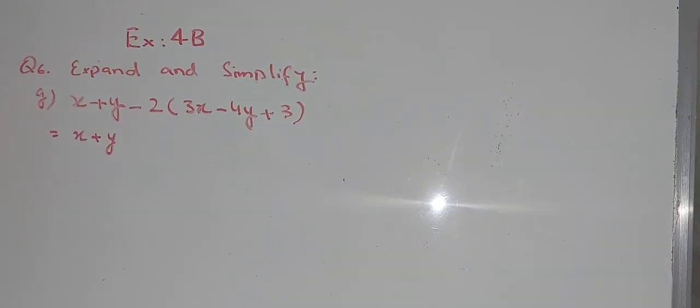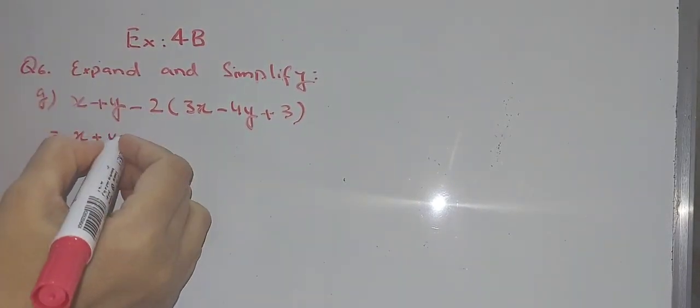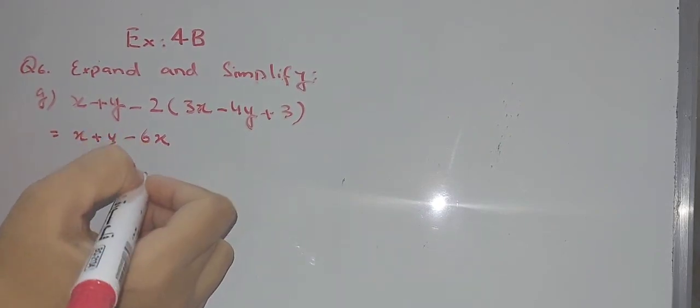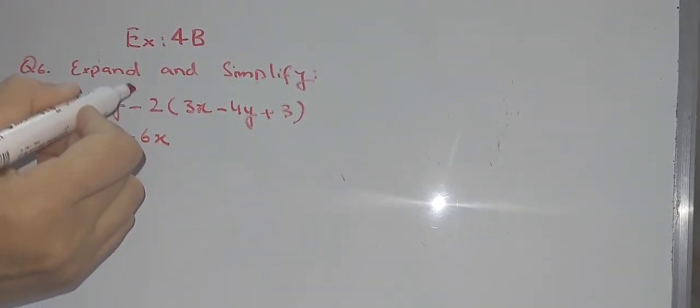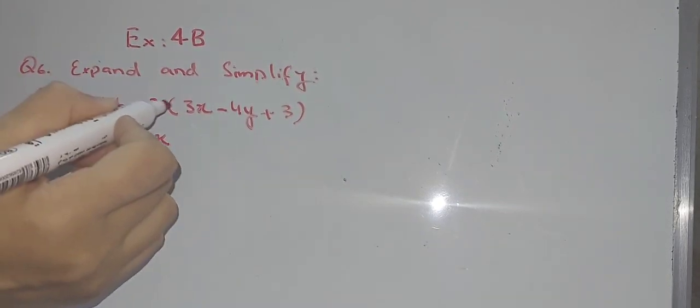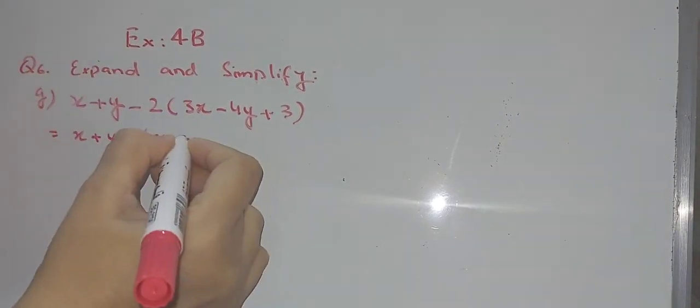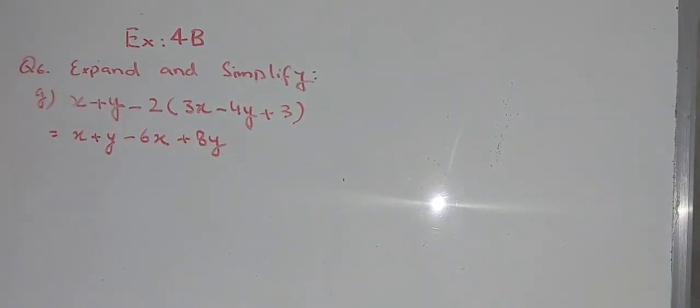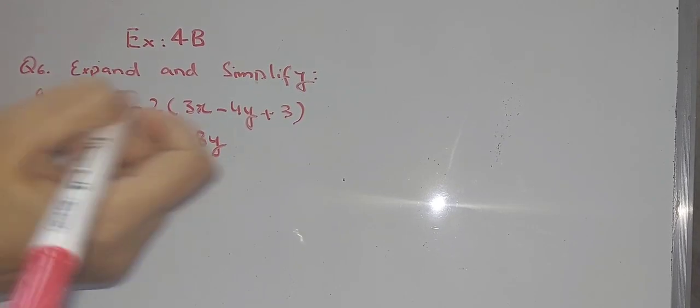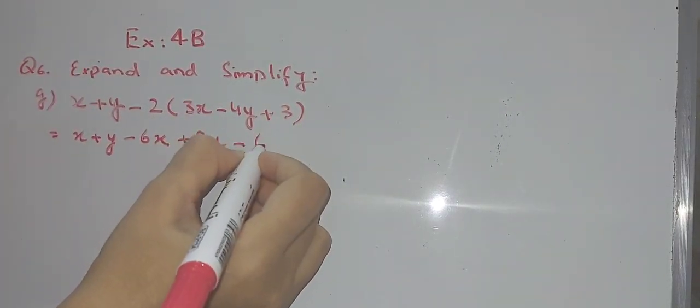Okay, so minus 2 when multiplied with 3x, it will become what? Minus 6x. Whenever the minus sign is outside the bracket, it will change all the inner signs. Plus will become minus, minus will become plus. Now minus 2 multiplied with minus 4y, it will become plus 8y, because minus multiplied with minus will become plus. Now minus 2 multiplied by 3 is minus 6.